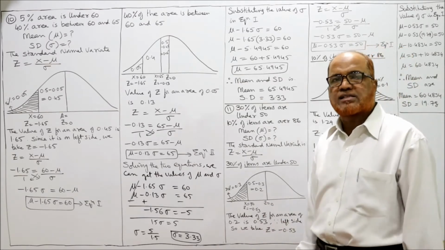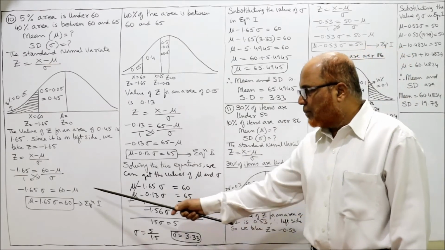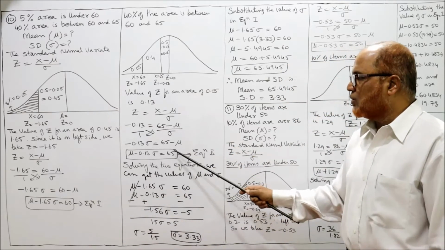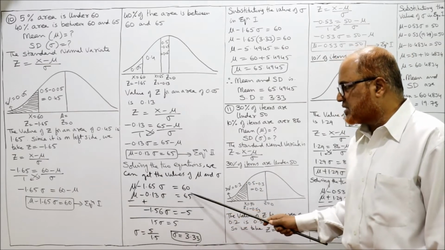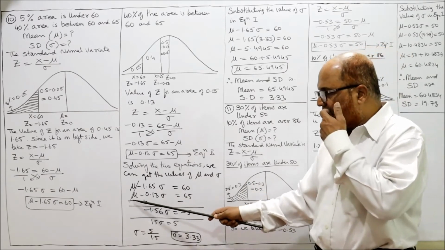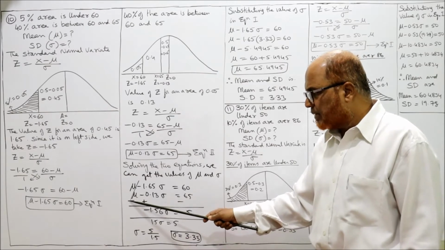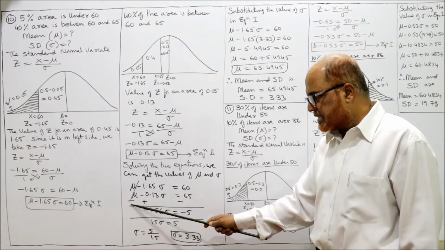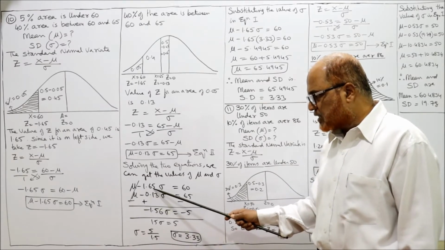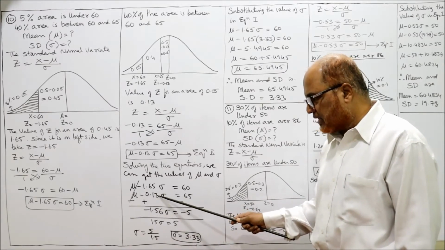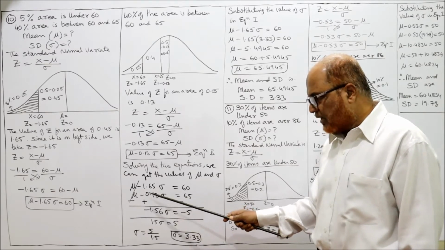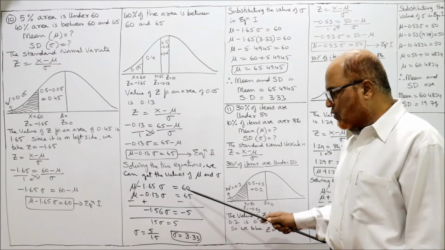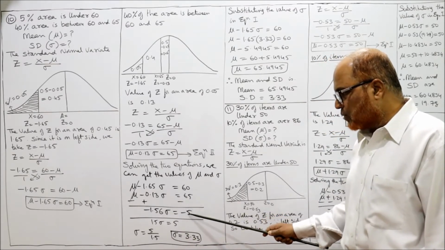We will solve both equations by the simultaneous equation method. So mu minus 1.65 sigma is equal to 60, first equation. Second equation, mu minus 0.13 sigma is equal to 65. Now changing the sign: plus will become minus, minus will become plus, plus will become minus. So this will get cancelled. So minus 1.65 plus 0.13, you will get minus 1.52 sigma is equal to 60 minus 65. You will get minus 5.